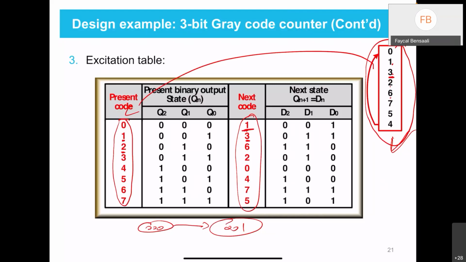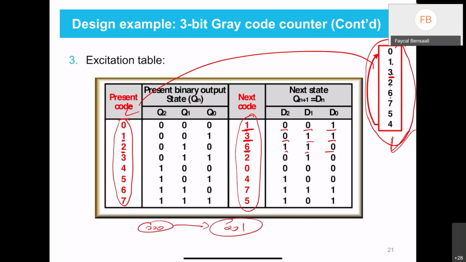How do we get 1? By doing 1, 0, 0. How do we get 3? By doing 1, 1, 0. How do we get 6? By doing 0, 1, 1. All the examples that we did here, we did them with D flip-flop, which is simpler than the other one. But we will do more examples later on in the tutorial with JK flip-flop.